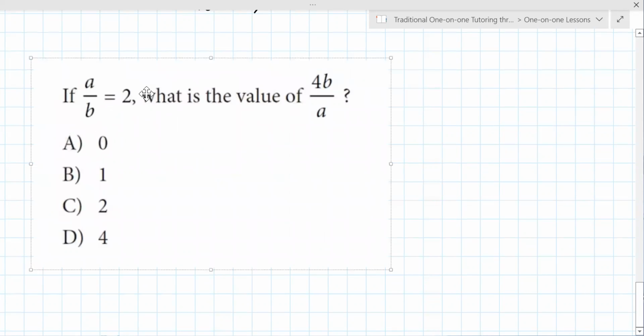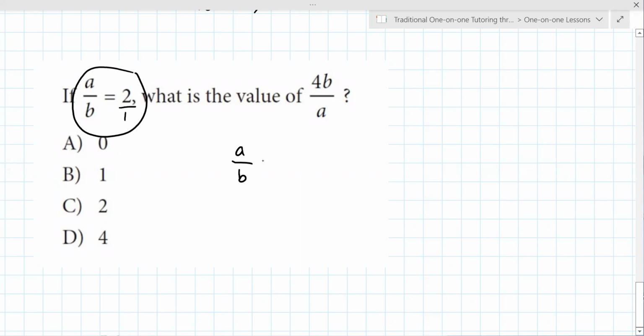If A over B equals 2, what is the value of 4B over A? 2 can be written as a fraction, right? Yeah, 2 over 1. Now, this is also kind of interesting. This right here, A over B equals 2 over 1. Watch this. If you flip the left, you flip the right. Do you see that? Yeah, so it'd be C. Yes.